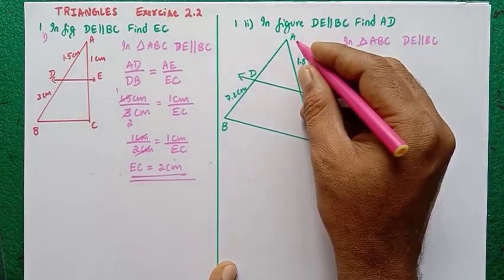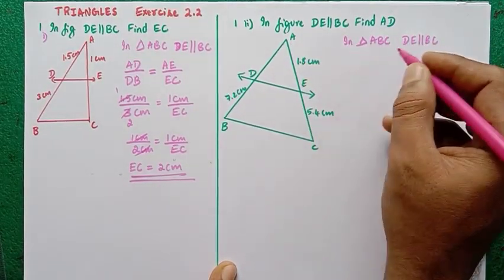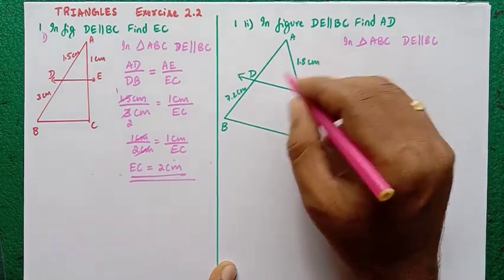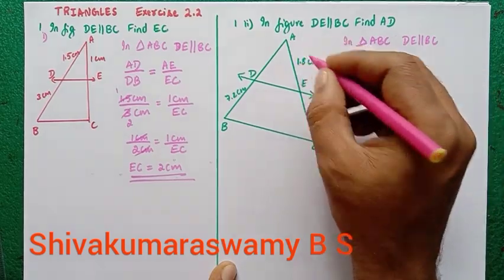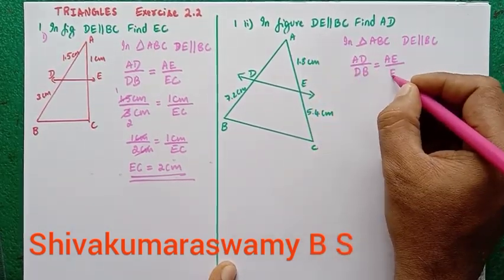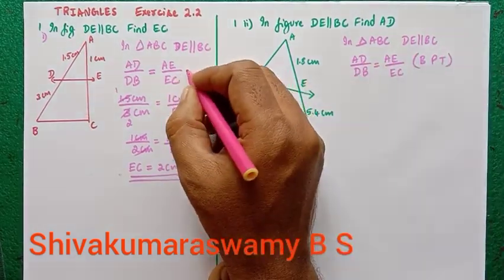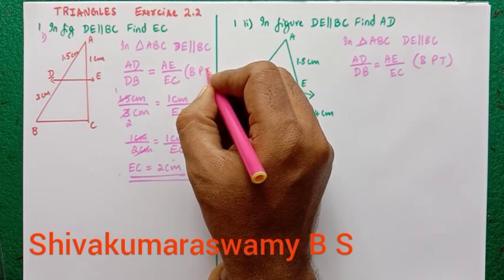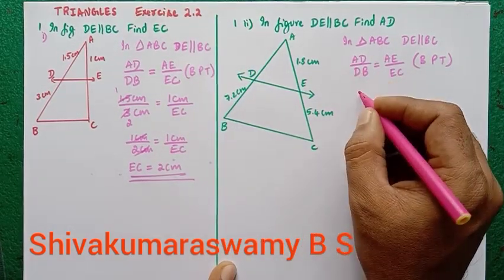So by Thales theorem, that is AD by DB is equal to AE by EC. Basic proportionality theorem. Here also we can write basic proportionality theorem, if not Thales theorem. So let us substitute the values.